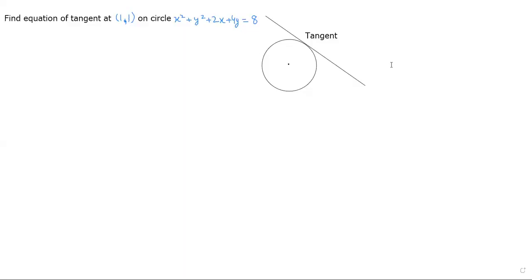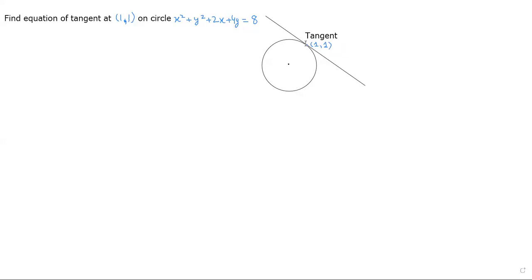Okay, so now this circle is in front of you. Let's say this is the circle, and it's a rough sketch. Nothing is accurate, just a rough sketching. This I have marked as the center, and this is the point where the tangent is touching the circle. Let's say this point, which is here, is 1 comma 1.